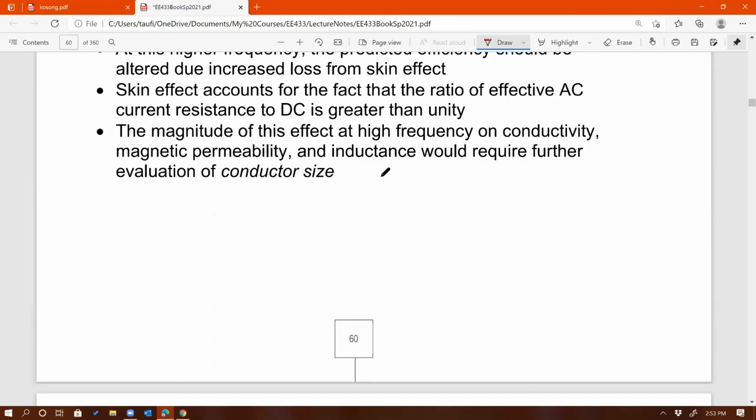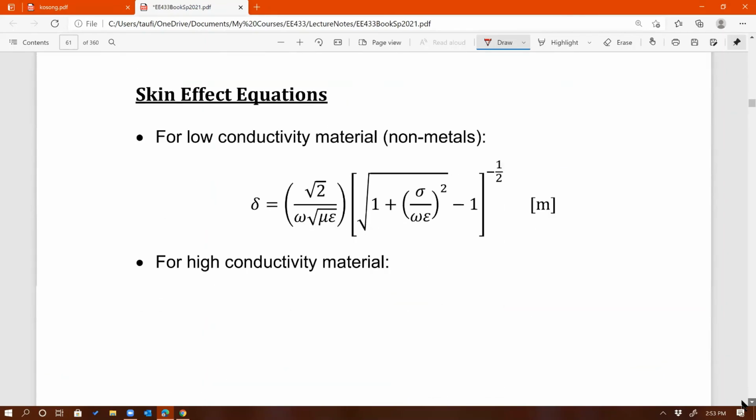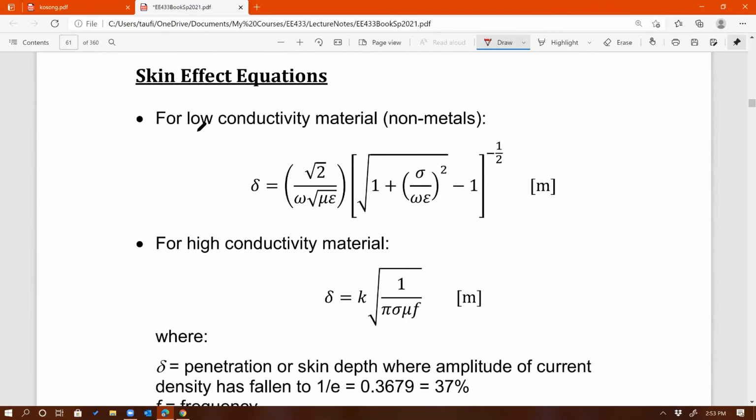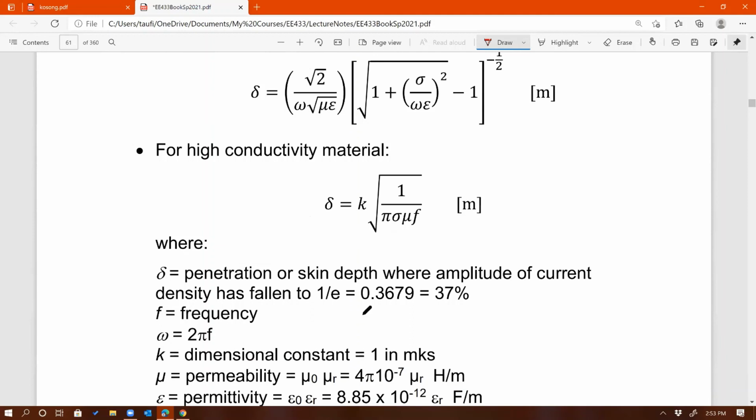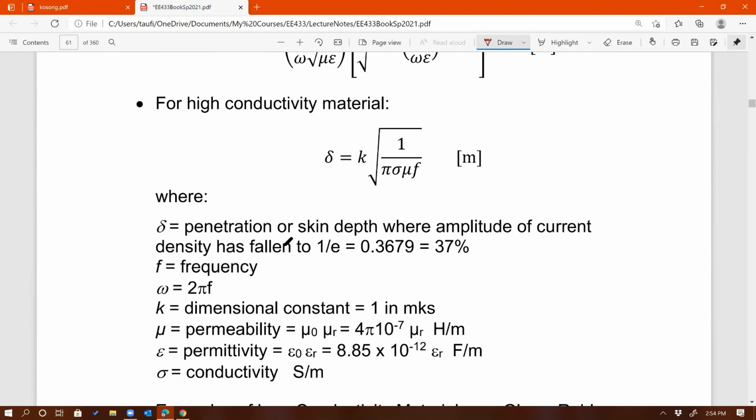So when you select conductor size, skin effect has to be part of the consideration if you operate the circuit at high frequencies. If it's DC, no worries, but if it's higher frequencies, then you need to really consider skin effect, right? And there's the equation for skin effect for low conductivity material right there, right? For high conductivity, it simplifies to that equation right there. Right? I believe you learned this in 335. Penetration or skin depth, where amplitude of current density has fallen to 37%, so that's delta.